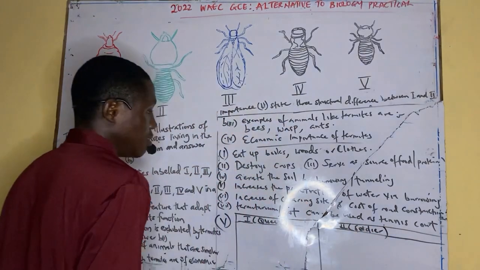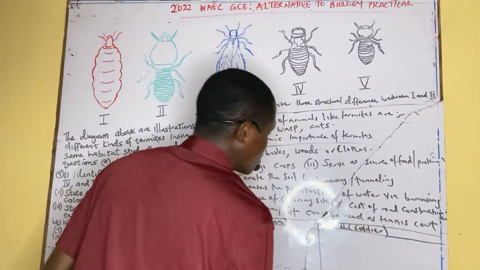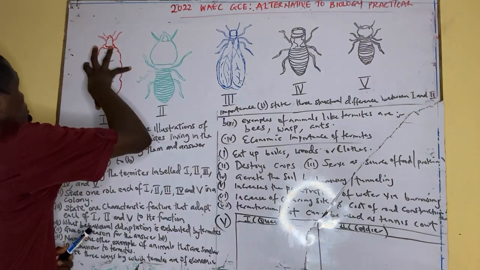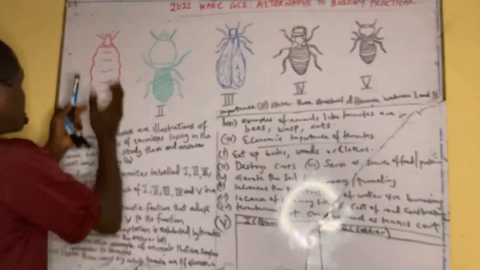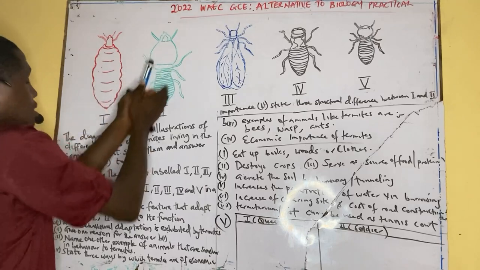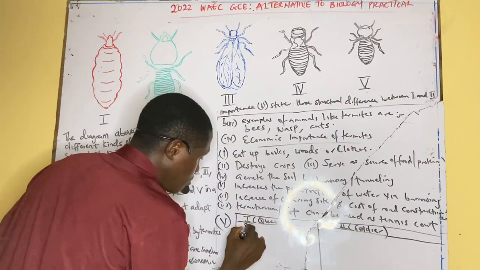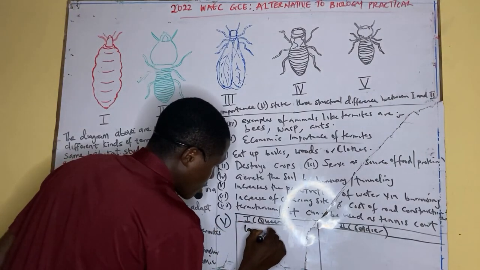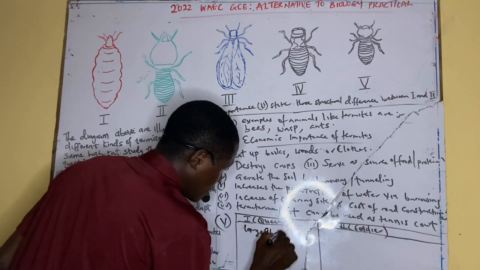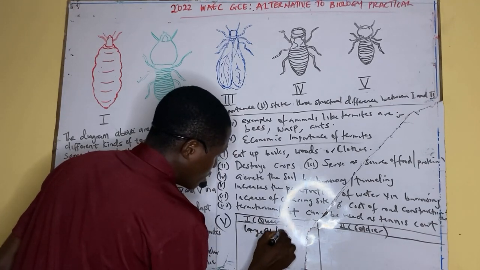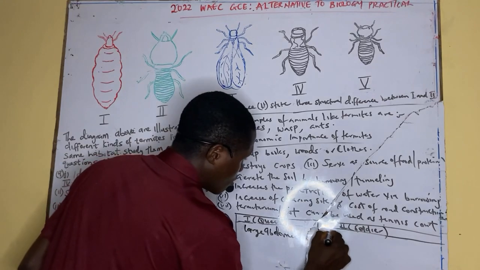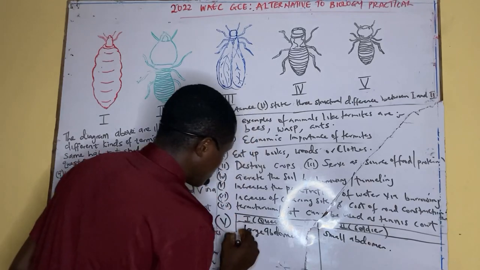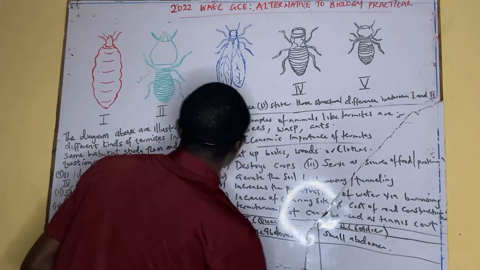So, what are the differences? What you can see structurally. You can see this one has a big abdomen, and this one has a small abdomen. It's obvious. So we have a large abdomen. Abdomen. Your spelling must be very correct. Small abdomen. That's the first one that we can see that is very obvious.